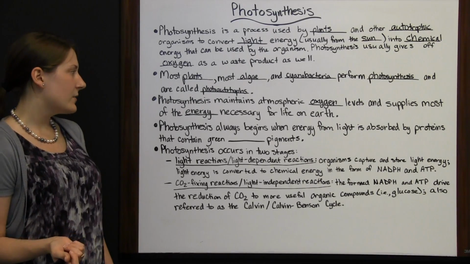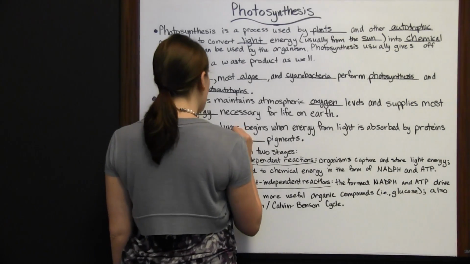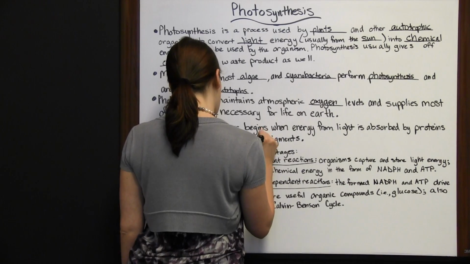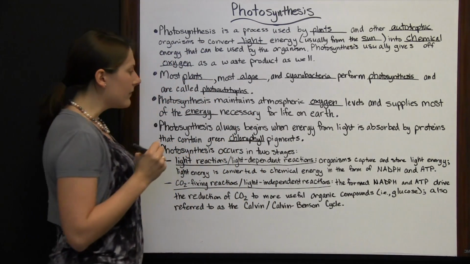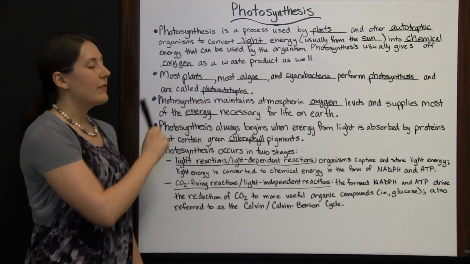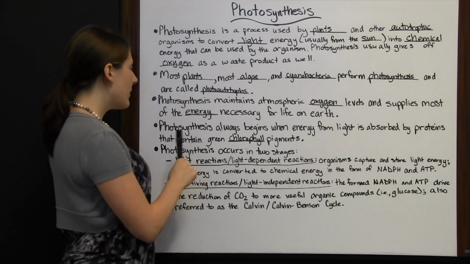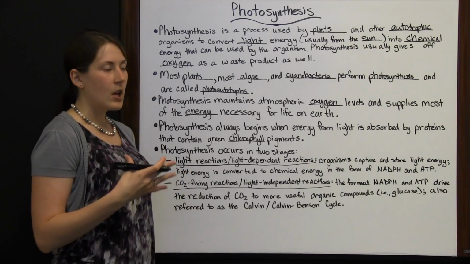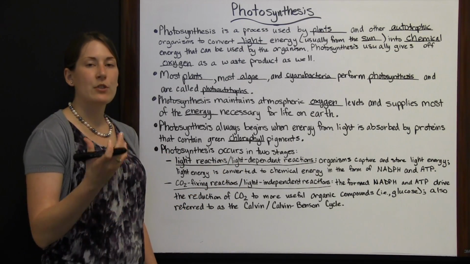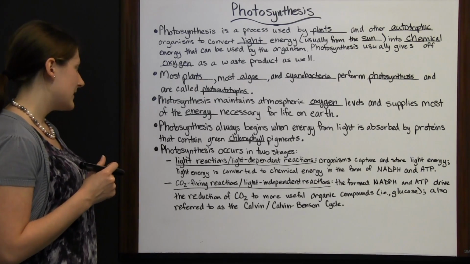Photosynthesis always begins when energy from light is absorbed by proteins that contain green chlorophyll pigments. So, the autotrophs that perform photosynthesis don't always look green, but somewhere in their body, they're going to have these chlorophyll pigments that are able to take in and absorb light to start the process of photosynthesis.